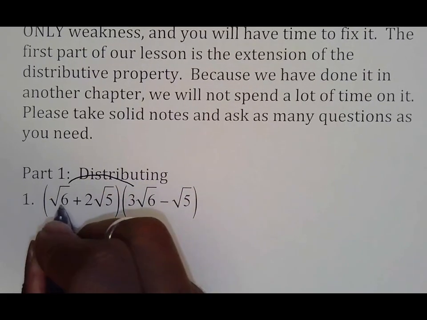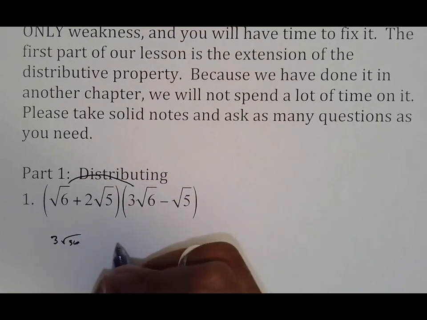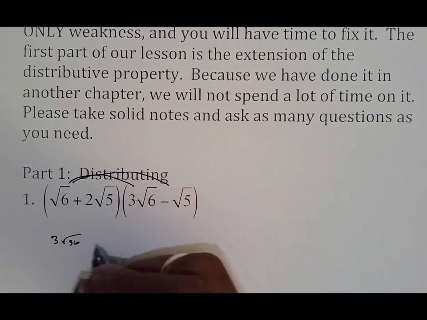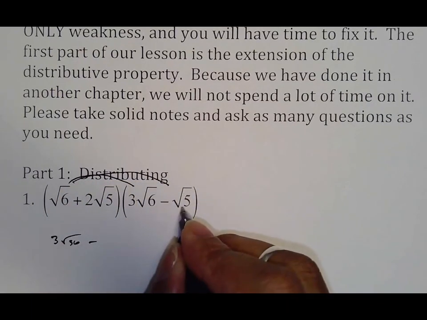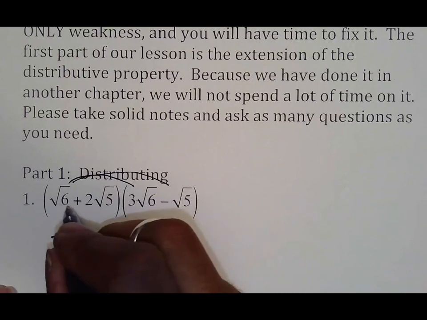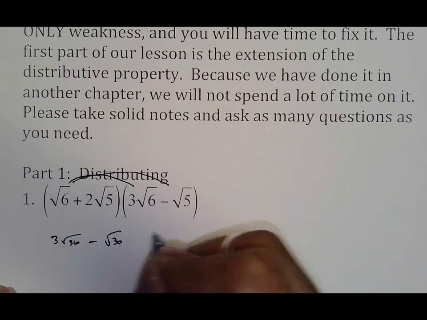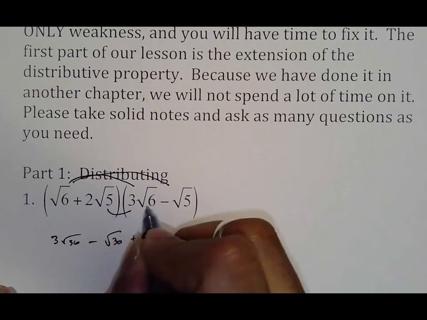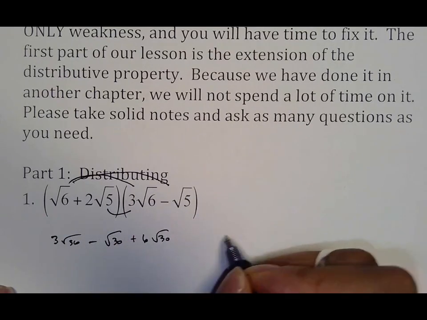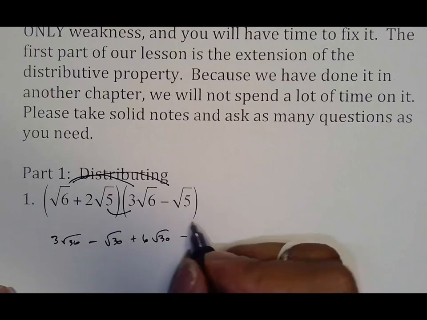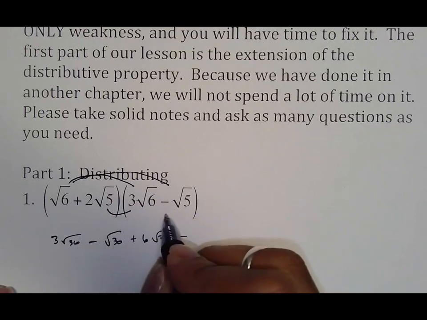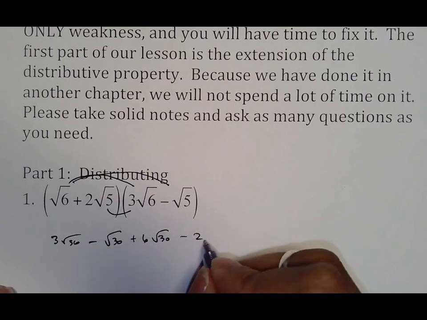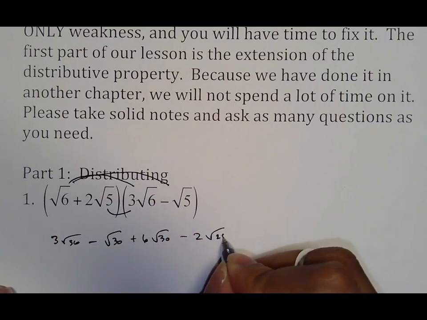Outside is 3. Inside is 36. That's going to be negative because it's positive times a negative. There are no outside numbers. It's only 6 times 5 on the inside, which is 30. Here, outside numbers is 6. Inside numbers is 30. This is going to be negative. Outside numbers are 2. Inside numbers are 5 times 5, which is 25.